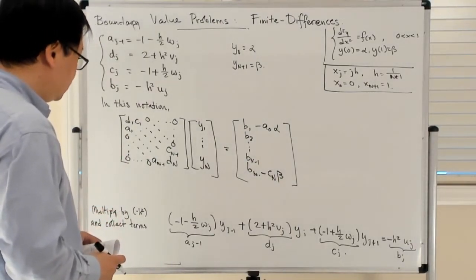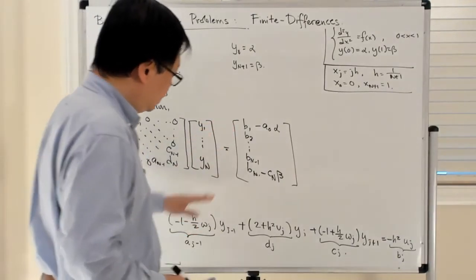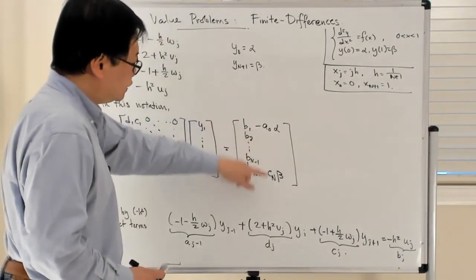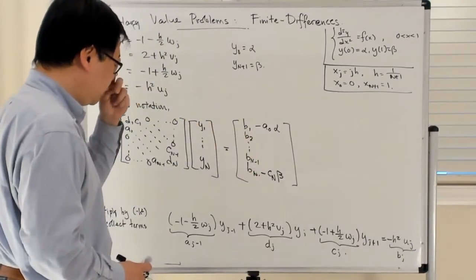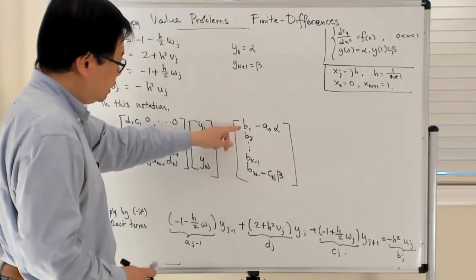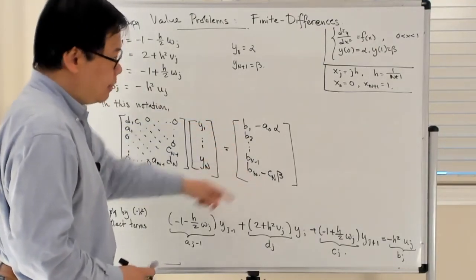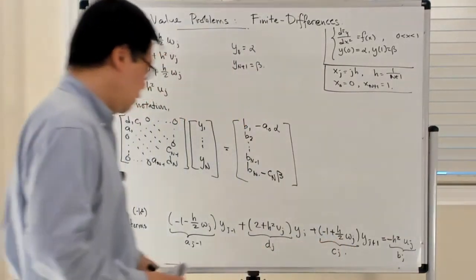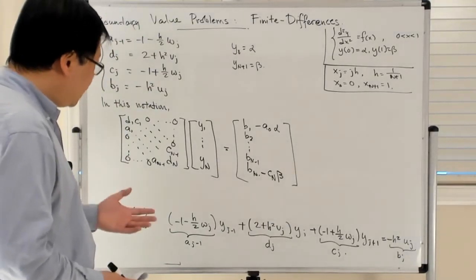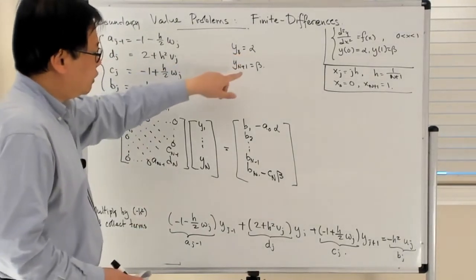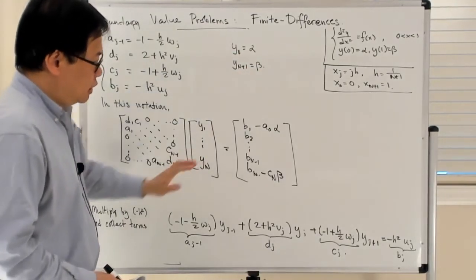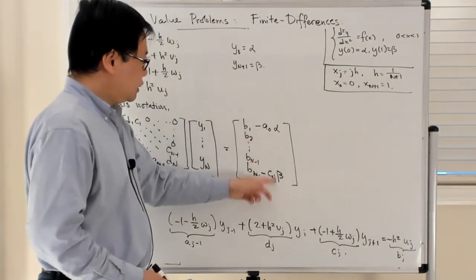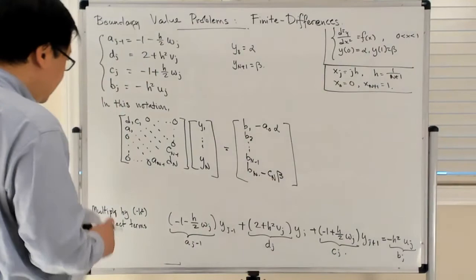Going up to this point is fairly straightforward. This right-hand side involving the alphas and betas, for the j equals 1 and j equals n cases, just comes from writing down these equations for j equals 1 and j equals n, and then using the fact that y0 is alpha and yn plus 1 is beta. Whatever term involves alpha or beta, you move to the right-hand side, and that's where you get these correction factors involving the boundary data.